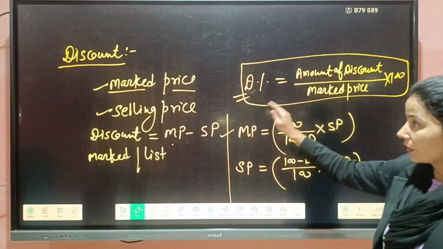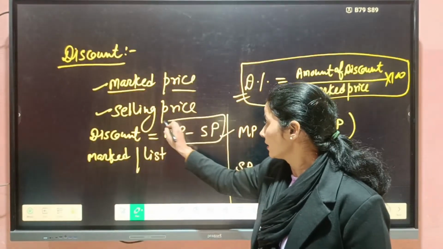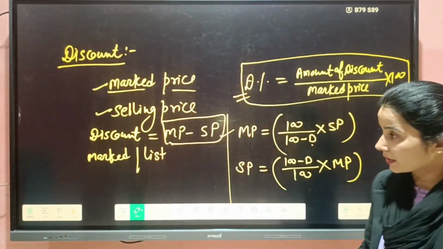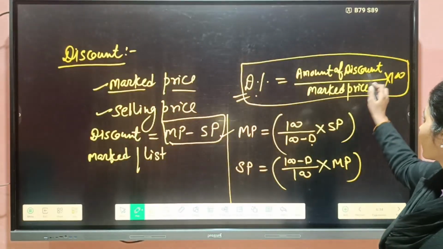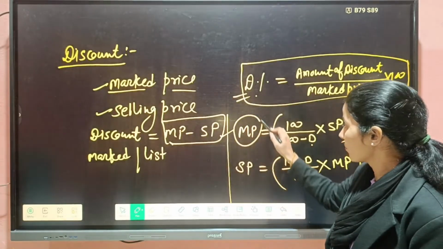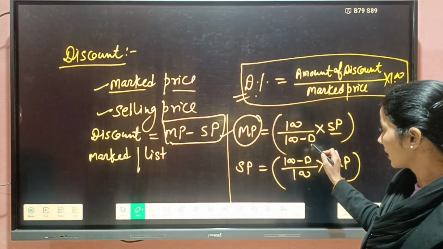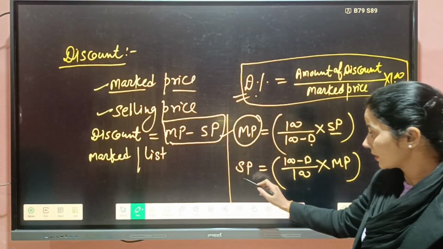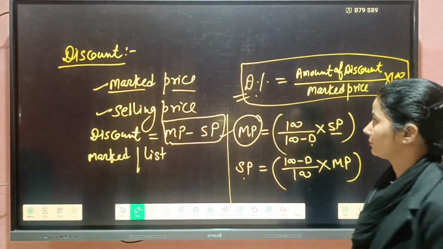If we need to find a discount, how can we find it? Marked price minus selling price. And the discount percentage we can find as amount of discount by marked price into 100. If we have to find the marked price and the selling price is given, then it is 100 upon 100 minus discount into selling price, and selling price will be 100 minus discount by 100 into marked price.